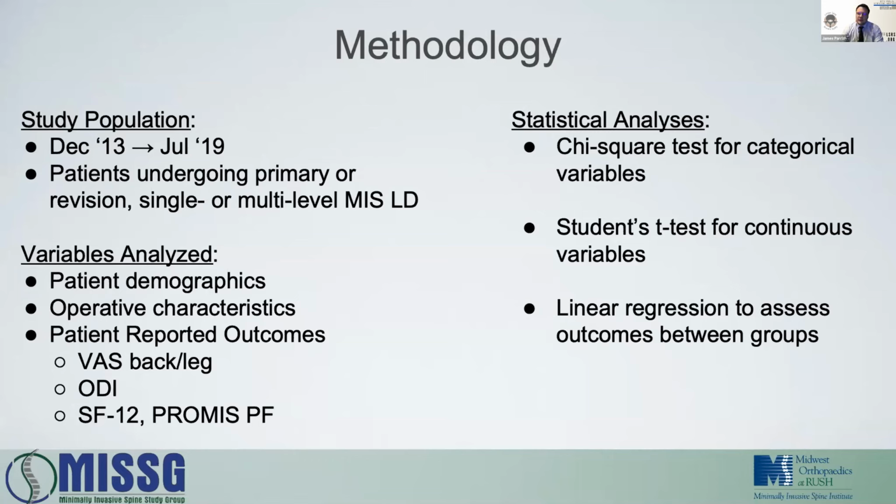Between group comparisons of patient demographic and perioperative characteristics were conducted using chi-square or t-tests. Paired t-tests were used to assess improvement in patient-reported outcomes, and a linear regression was used to determine differences in outcome scores between the primary and revision groups.